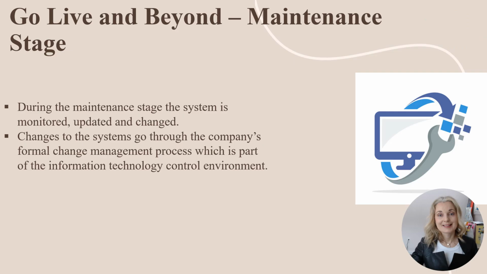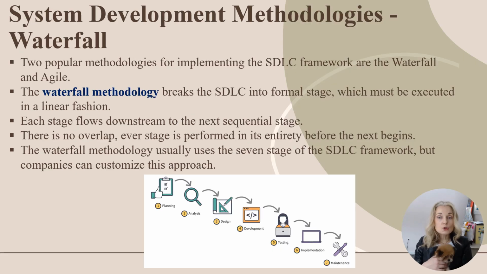The last stage of system development is the maintenance stage. When maintenance begins, you usually have multiple groups using the system. During this stage, the system is monitored, updated, and changed based on changing business needs. Changes to the system have to go through the company's formal change management process, which is part of the greater information technology environment.